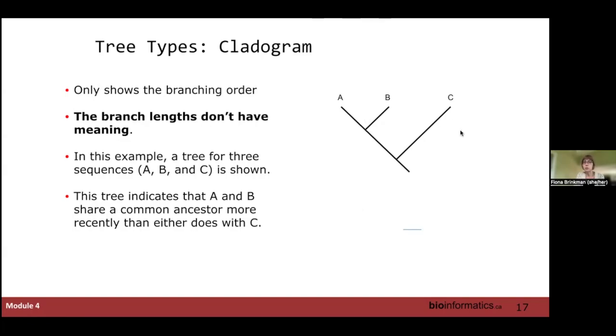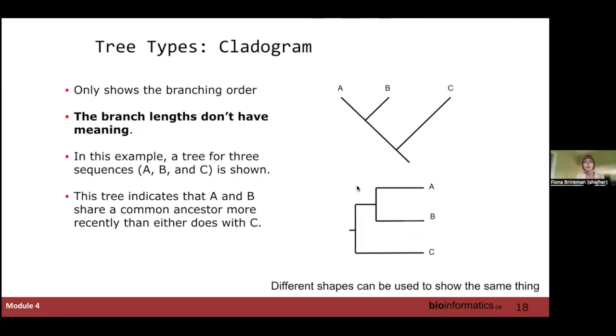The branch lengths don't have meaning. In this case, it's just showing the order. In this situation, it's showing that A and B is related, and then there's C that branches off. And if this is rooted, it implies that A and B share a common ancestor more recently than either does with C. Note you can do different shapes for these trees. So this tree and this tree are showing the same thing. Sorry, the branch lengths aren't as even as I would like there.